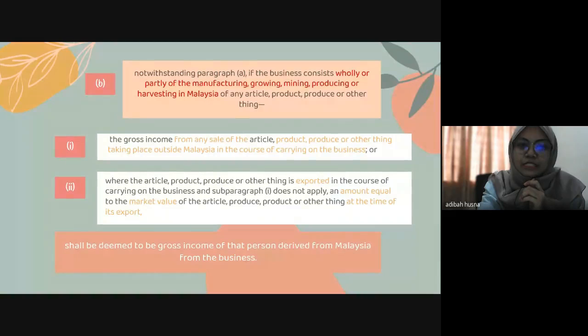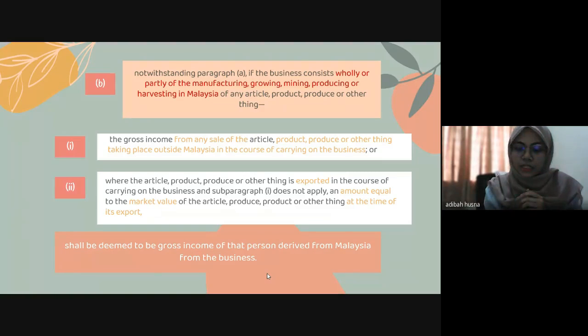Subsection 12(1)(b)(i) and (ii) is actually about the business consisting wholly or partially of manufacturing, growing, mining, producing or harvesting in Malaysia. For the gross income from any sales of the product taking place outside Malaysia, or exported in the course of carrying on the business, where subparagraph (i) does not apply, an amount equal to the market value of the article, product or other thing at the time of its export should be deemed to be gross income of that person derived from Malaysia from the business.